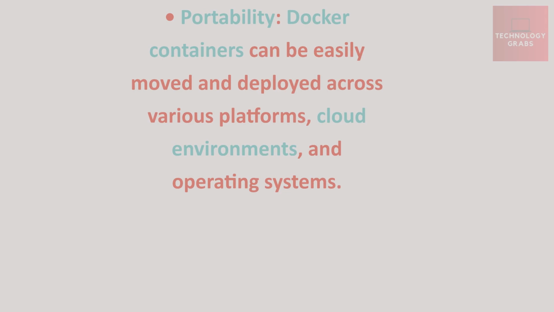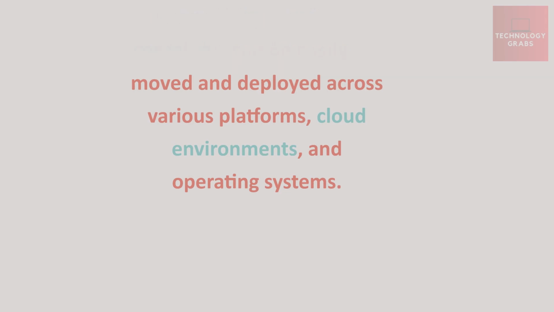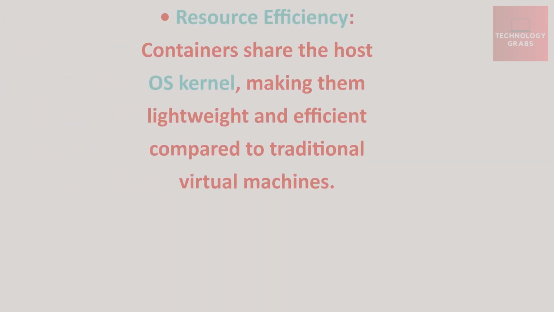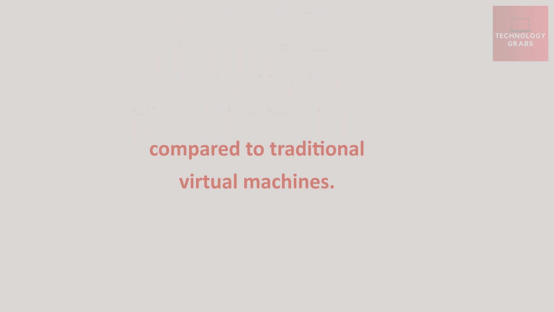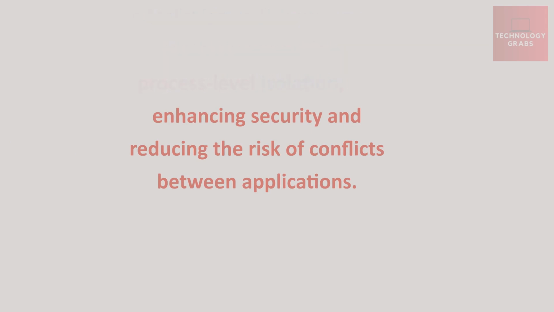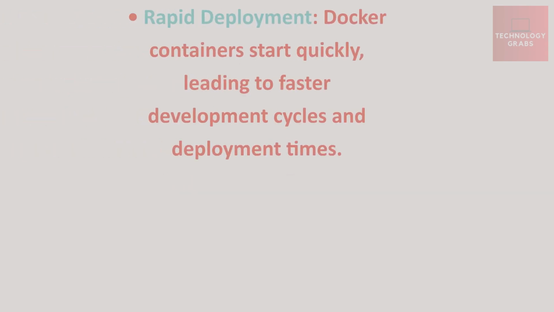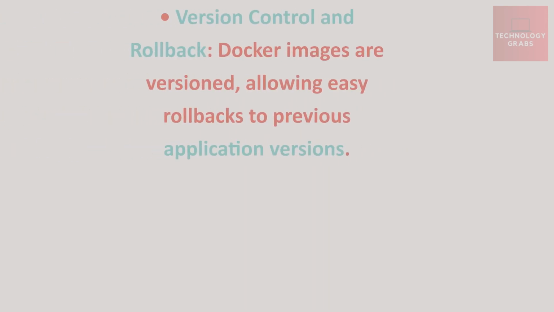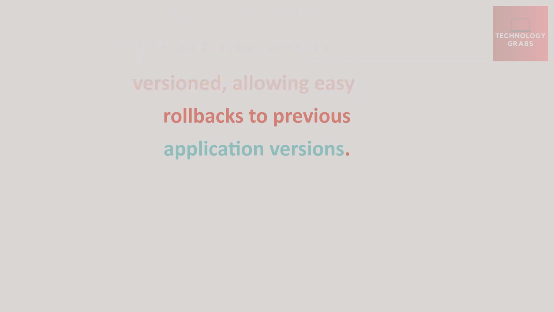Portability. Docker containers can be easily moved and deployed across various platforms, cloud environments, and operating systems. Resource efficiency. Containers share the host OS kernel, making them lightweight and efficient compared to traditional virtual machines. Isolation and security. Containers provide process-level isolation, enhancing security and reducing the risk of conflicts between applications. Rapid deployment. Docker containers start quickly, leading to faster development cycles and deployment times. Version control and rollback. Docker images are versioned, allowing easy rollbacks to previous application versions.